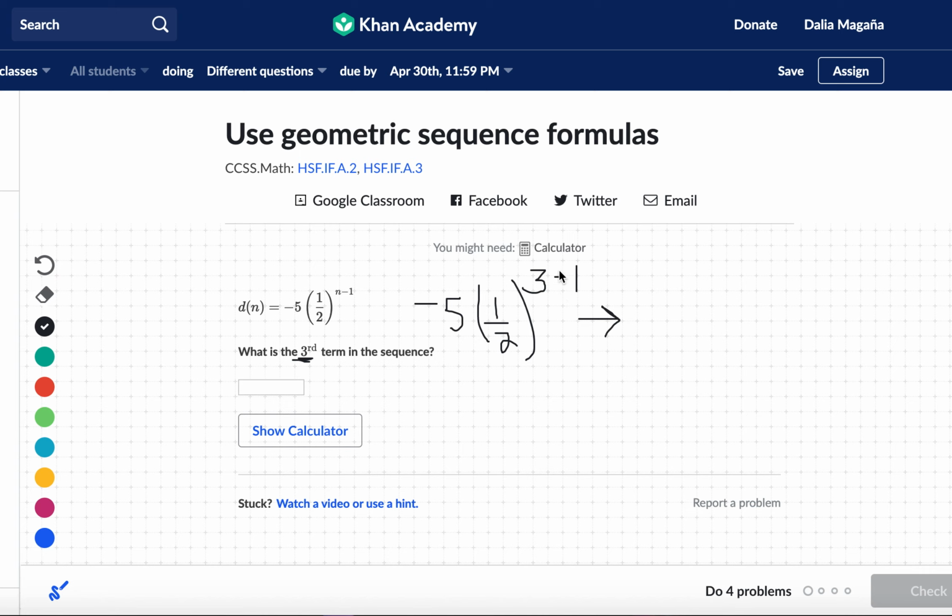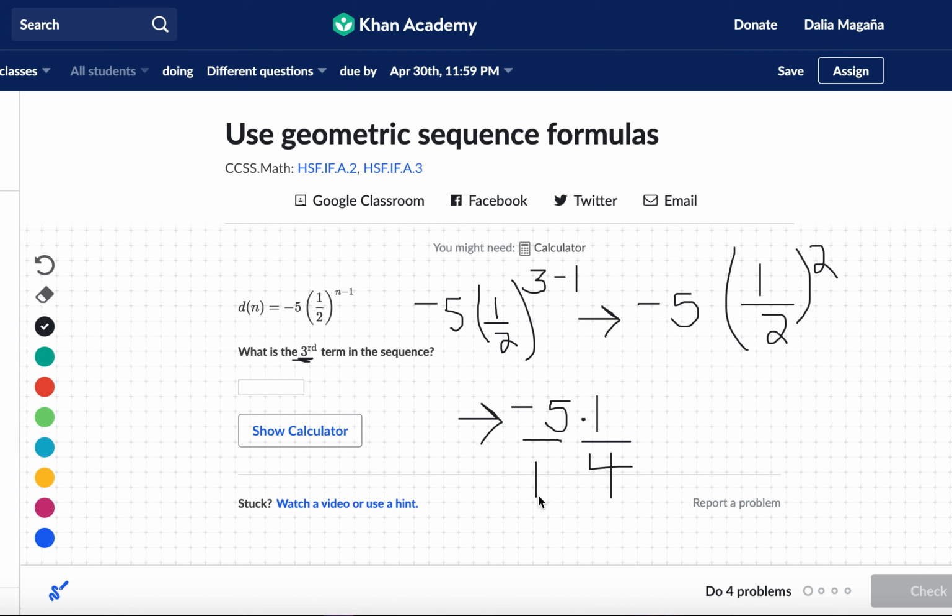So this is going to become 2. Negative 5 times 1/2 to the power of 2. Now 1/2 times 1/2 is 1/4. So I'm going to put it down here. So negative 5 times 1/4. And I can add a 1 under the negative 5. That's going to be negative 5 times 1 is negative 5. And 1 times 4 is 4. So then my third term in the sequence is negative 5/4.